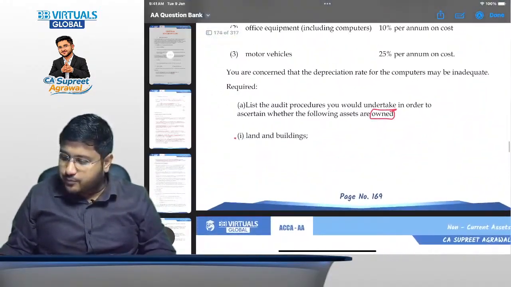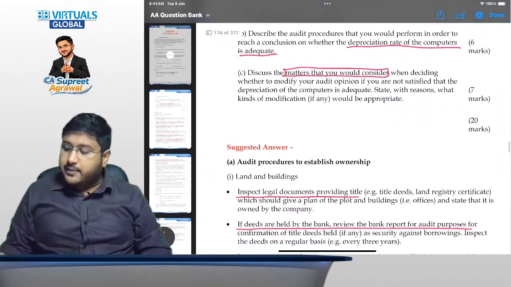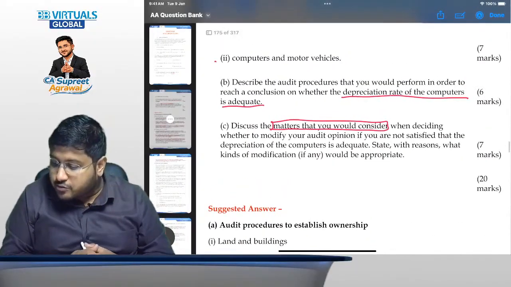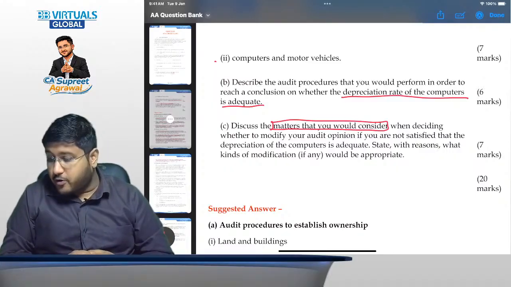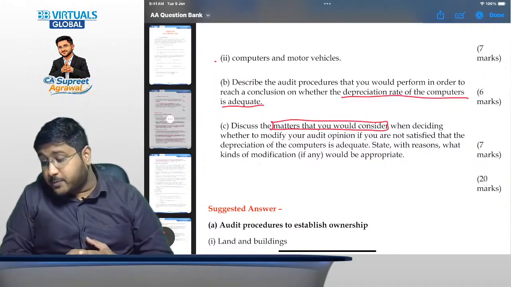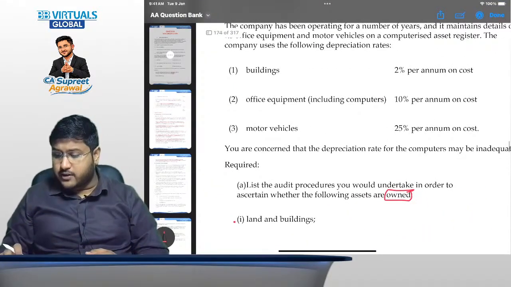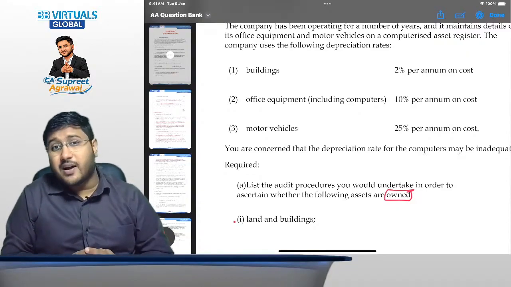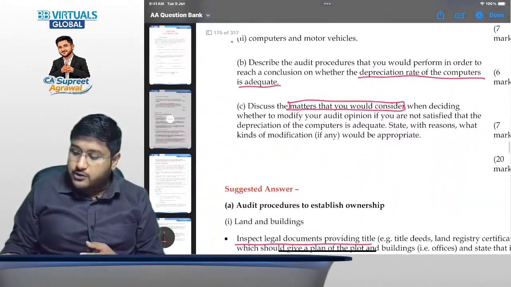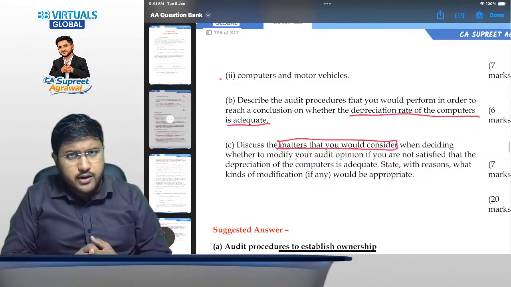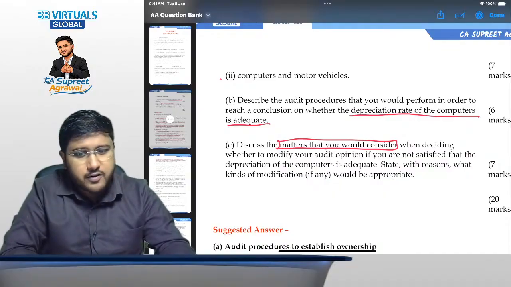Now let's talk about the second point of the answer. The second question was: describe the audit procedures that you would perform in order to reach a conclusion on whether the depreciation rate of the computers is adequate or not. What is the depreciation rate? It is 10% per annum. So whether that 10% is appropriate or not, should it be more, should it be less, how will you consider that? Please take 2 to 3 minutes and draft your answer. Do not draft full answers, just write the phrases, and then we will discuss it and read the answers also.